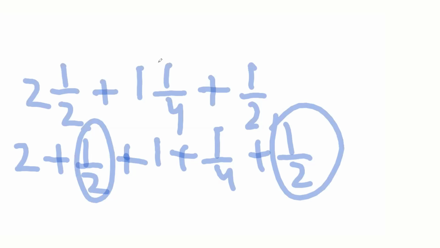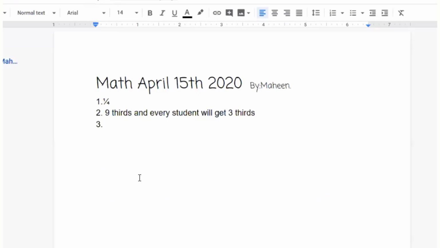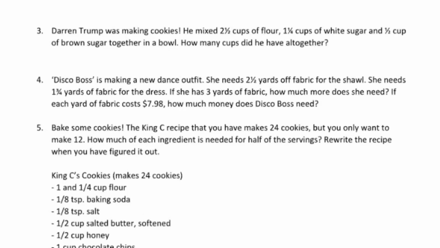1, 2, 3 and 4. This is 4 and 1/4. So the answer would be 4 whole 1/4. 4 whole 1/4, right? Yes, right.